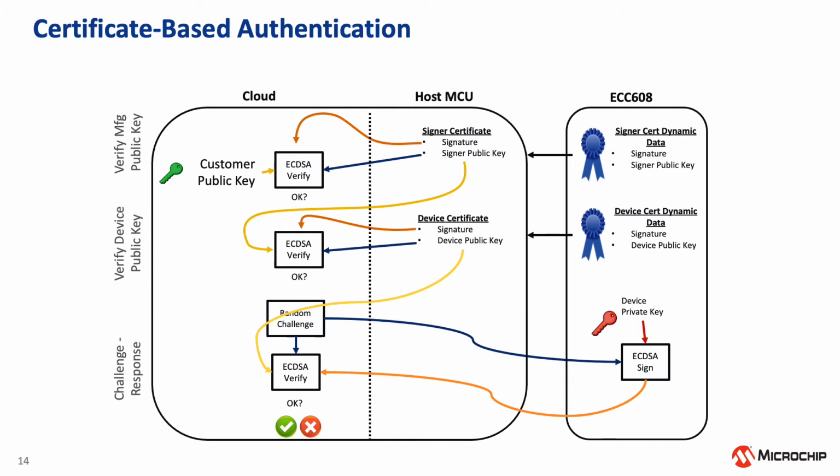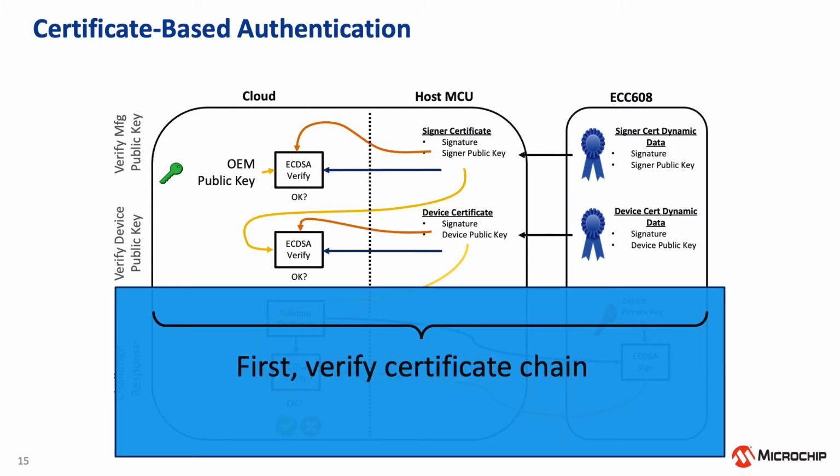So that's how the code would be architected, where we have the cloud, the host microcontroller, and the secure element itself. Like I said, inside the secure element, you remember the last animation, we have the signer certificates, the device certificates, and the private keys that will sign something. What the cloud will do is try to verify things and ask for proof of identity. And that's what's happening. So we're going to break it down in two phases.